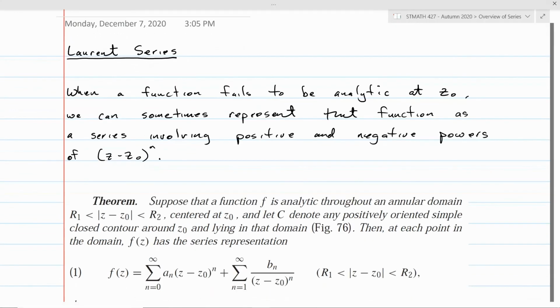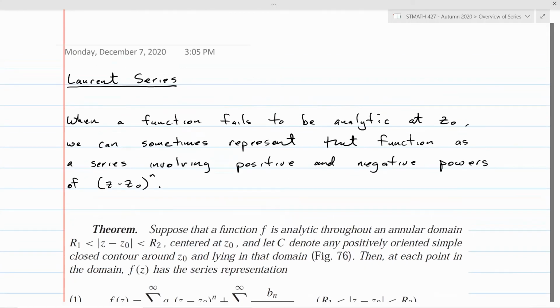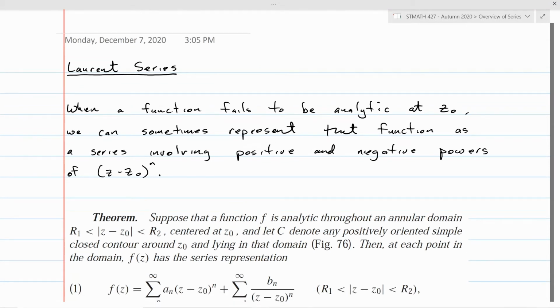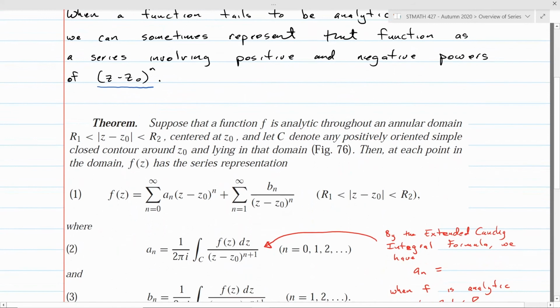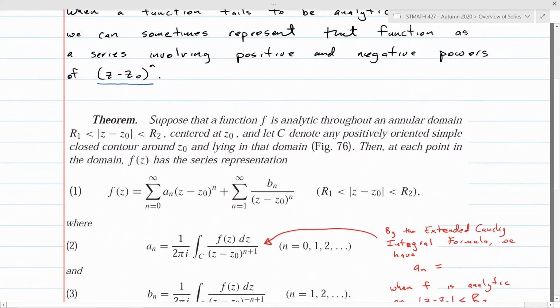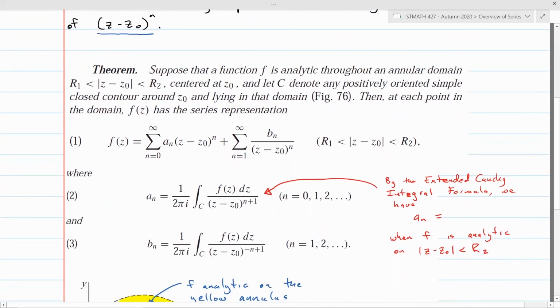Okay, so now we want to talk about Laurent series. So when a function is not analytic at that center point z0, we can sometimes represent that function as a series involving positive and negative powers of that z minus z0 to the nth power here. And when you do that, the resulting series is called a Laurent series. So here's the theorem that we're going to use. And it looks a bit scary. It's a little bit of a wordy theorem.